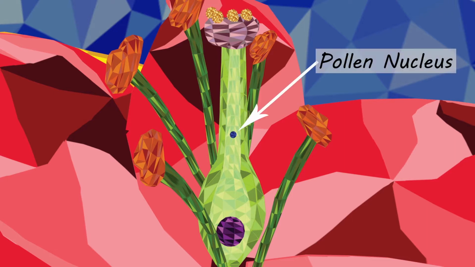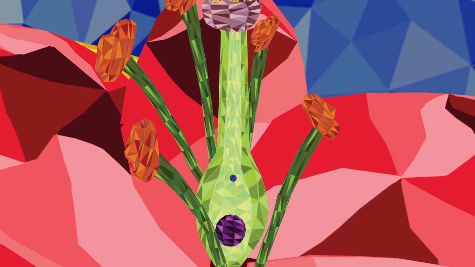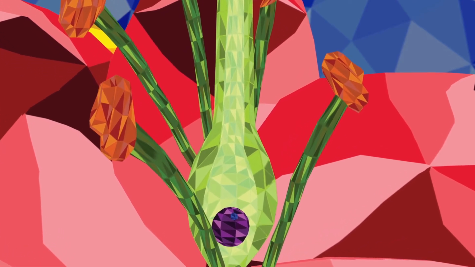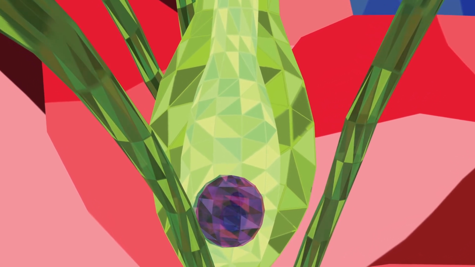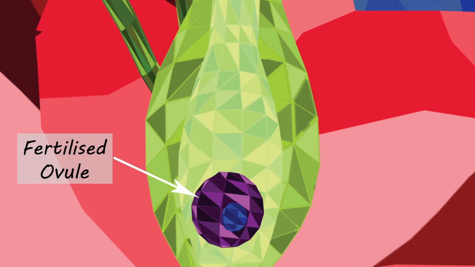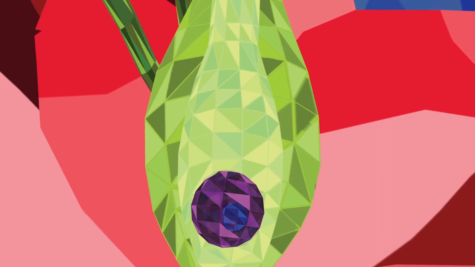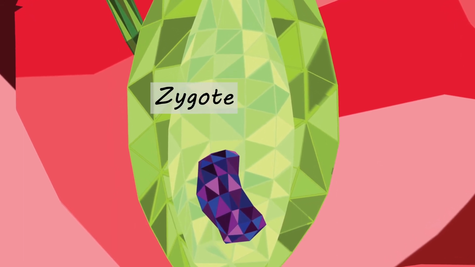The pollen nucleus is then able to travel down the pollen tube to fertilize with the ovule nucleus, which is about to happen now. The male pollen nucleus fuses with the female ovule nucleus to form a genetically complete fertilized ovule. Now, as we're about to see, once formed, the fertilized ovule goes through a process in which it transforms into a seed. When the fertilized ovule first starts to develop, it is known as a zygote.